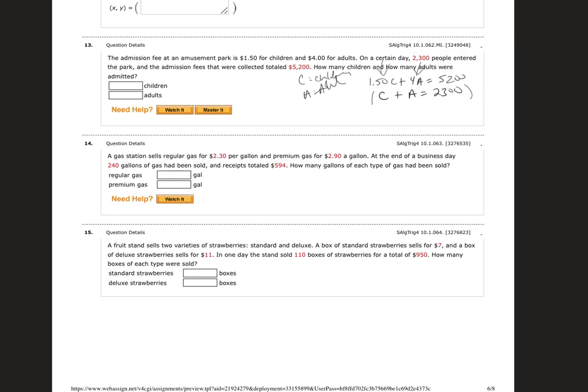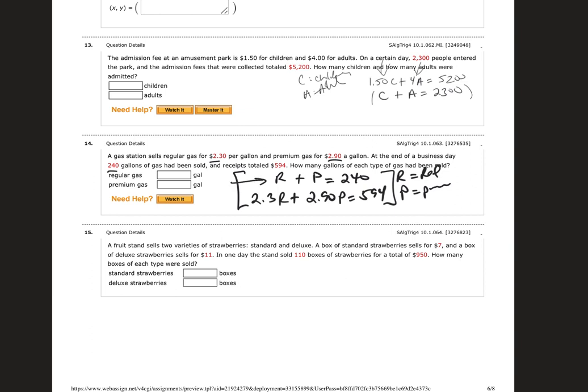We're talking about regular gas. We're talking about premium gas. I can look at the cost and I can look at gallons. If I buy R gallons of regular and P gallons of premium, 240 gallons is what that's going to total. If I pay $2.30 for every regular gallon and $2.90 for every premium gallon, I have spent $594. Again, here's the system. If you were going to start to solve this, the first thing you can do is manipulate that top row to either cancel out the R's or cancel out the P's.